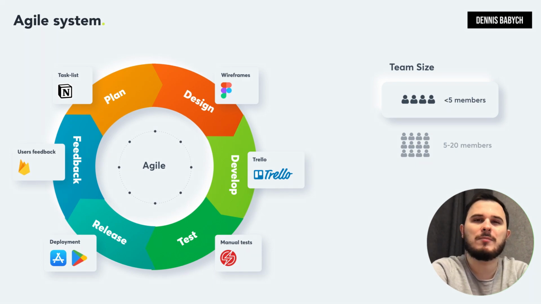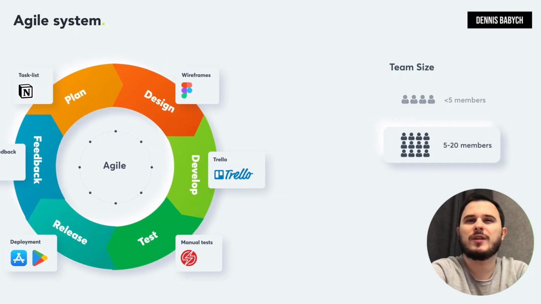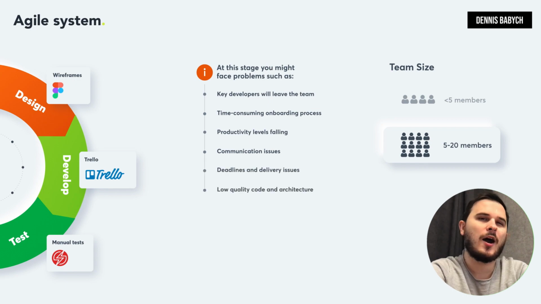However, as your team expands to 15 or more people, you may face some challenges such as losing your key developers, complex and time-consuming onboarding processes, reduced team productivity, communication issues, missed deadlines, and a decline in code quality and architecture. To avoid these problems, it's important to hire a tech lead to oversee the team and code architecture.